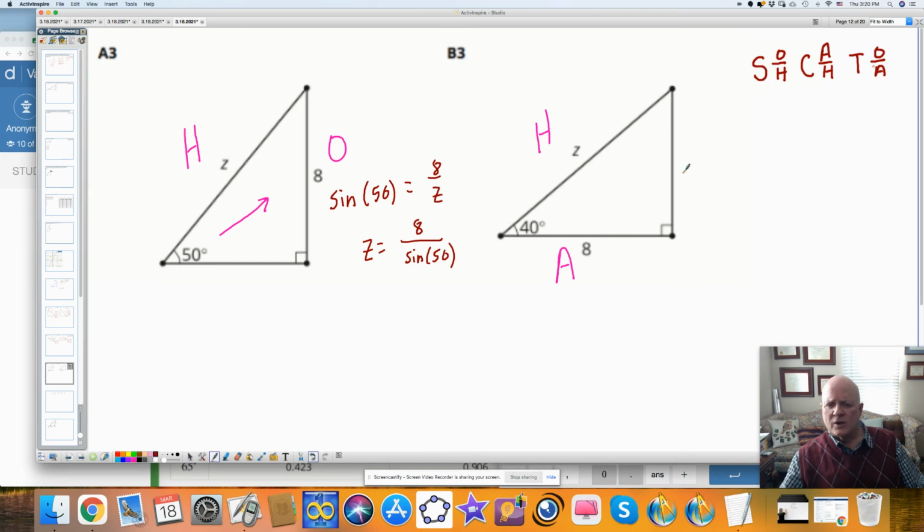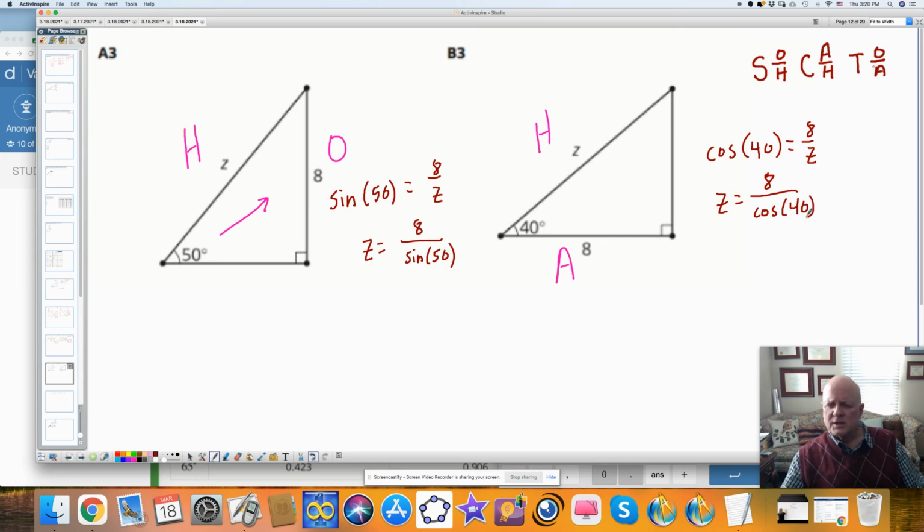Here I have adjacent over hypotenuse. That's the cosine. Cosine of 40 is equal to 8 over z, the adjacent over the hypotenuse. And I end up with z is equal to 8 divided by the cosine of 40.